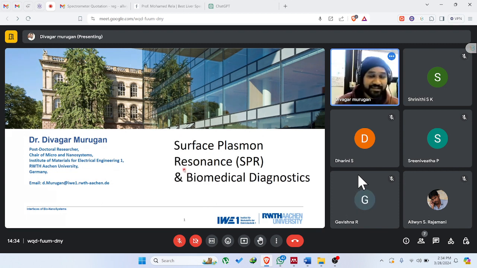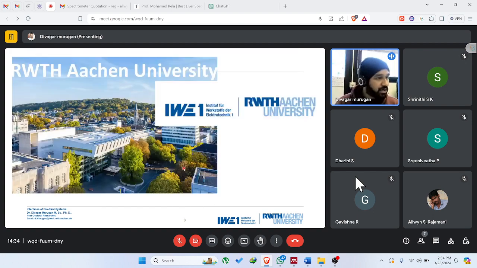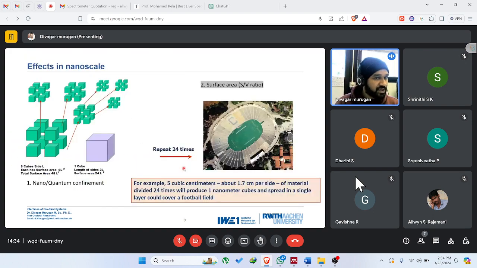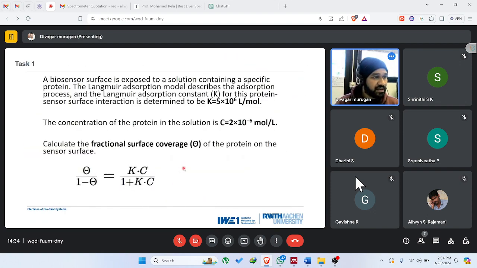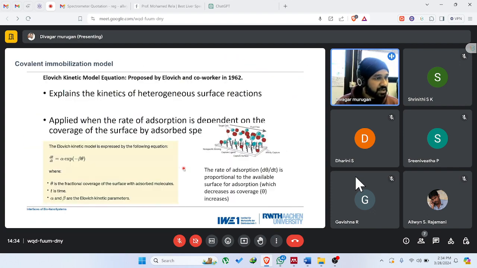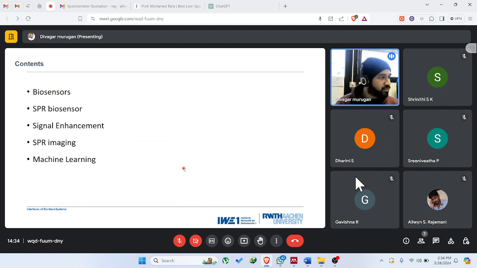And yes, so last week I was explaining the basics of an SPR and how an SPR system works. So today I will show a few of the applications of the SPR, especially how SPR is used in biosensing, as well as I will touch on one of the works that we are working on here on SPR imaging, and then I will give a brief introduction about machine learning, and how we use machine learning for our sensing purpose.